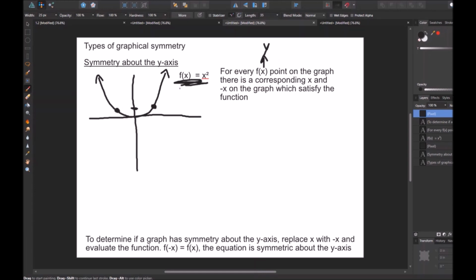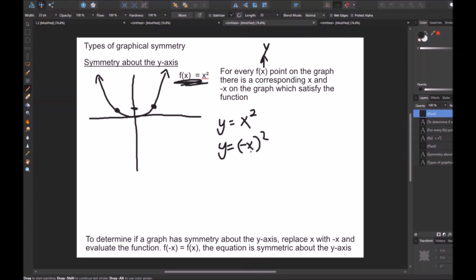So in order to determine if a graph has symmetry about the y-axis, we have to replace x with negative x and evaluate the function. And if f of negative x equals f of x, then the equation is symmetric about the y-axis. So for this one, since f of x is the same thing as y, I'll just write it as y equals x squared for this purpose. So if we're looking to see if it's symmetric about the y-axis, we plug in negative x wherever we see x.